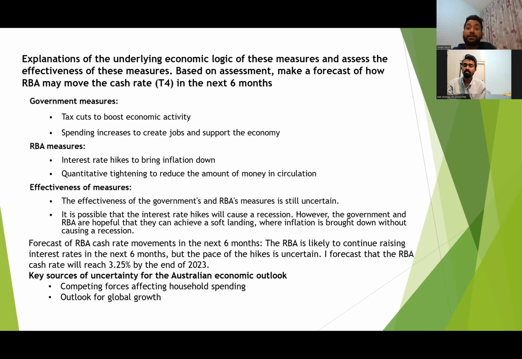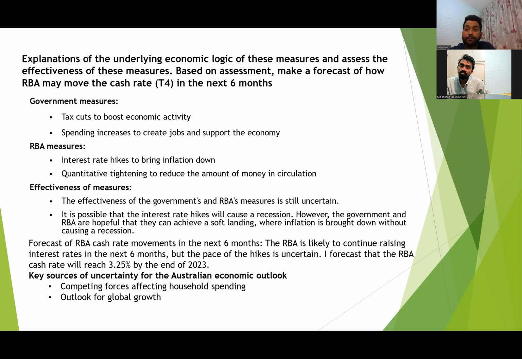The RBA's measures are designed to bring inflation down and protect the financial system. Higher interest rates make it more expensive to borrow money, which can dampen consumer spending and investment. Quantitative tightening reduces the amount of money in circulation, which can also help to bring inflation down.